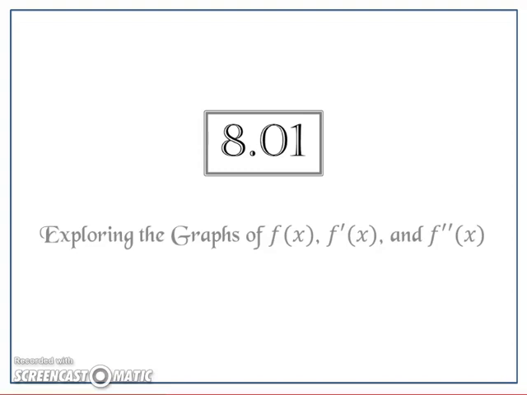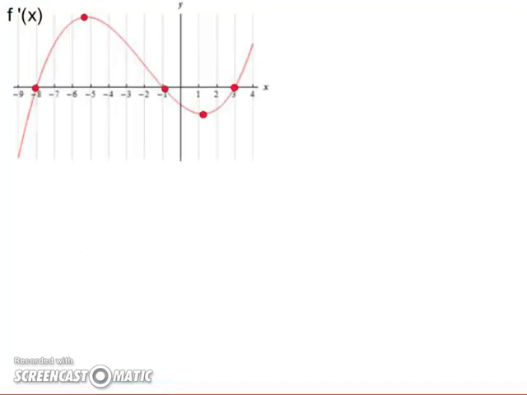Welcome to Chapter 8. In this first lesson, we're going to be looking at graphs of derivatives and then using it to make some conclusions about the original f of x function. So let's take a look at this graph. Let's first talk about where f of x is going to be increasing, decreasing, and where it might have some extrema, which is minimums and maximums.